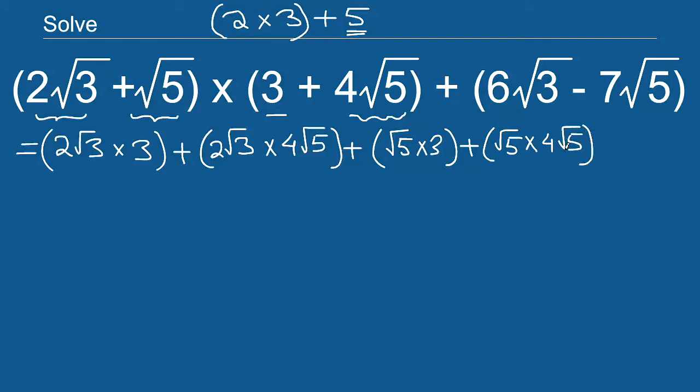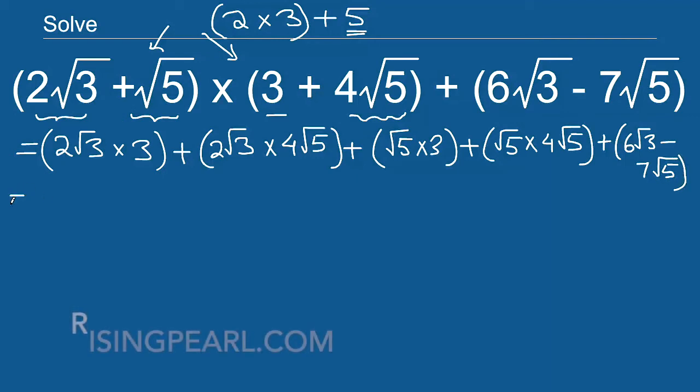So this is simply this times this. And now we have to write this over here. So this will be plus 6 square root 3 minus 7 square root 5. Let's go ahead and now simplify this.